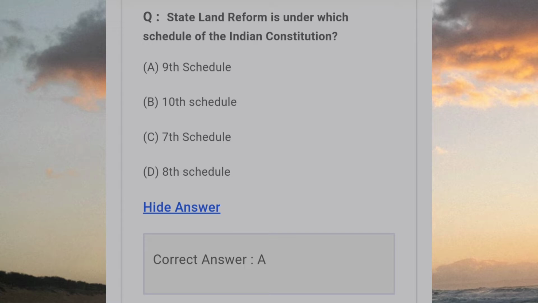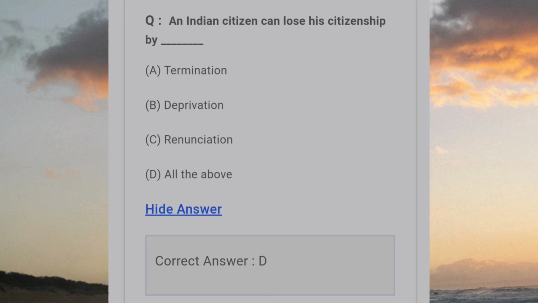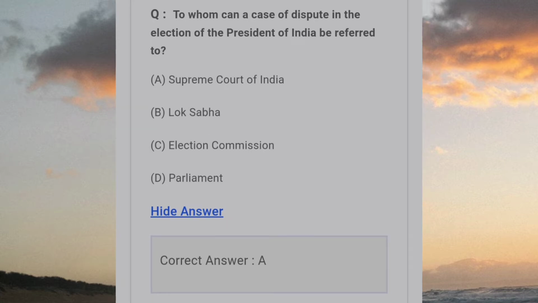State land reform is under which schedule of the Indian Constitution? Answer A. 9th schedule. An Indian citizen can lose his citizenship by dash. Answer D. All the above. To whom can a case of dispute in the election of the President of India be referred? Answer A. Supreme Court of India.